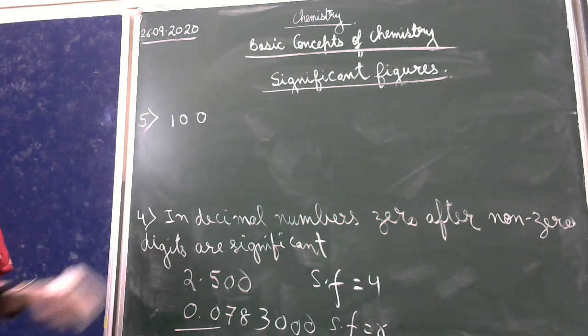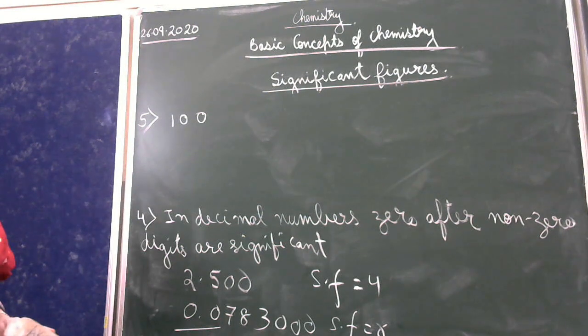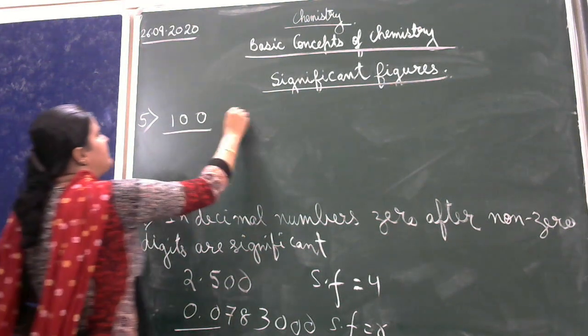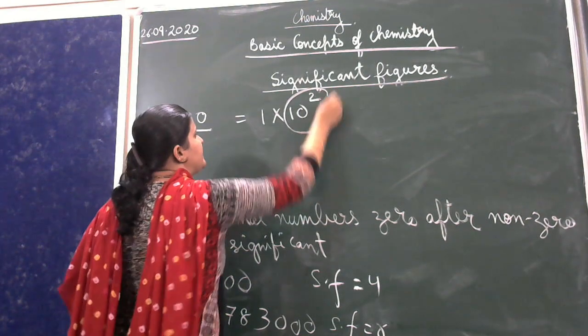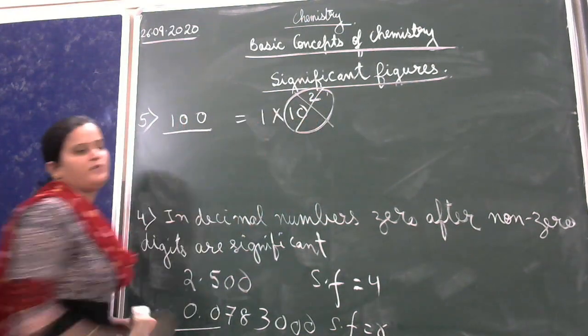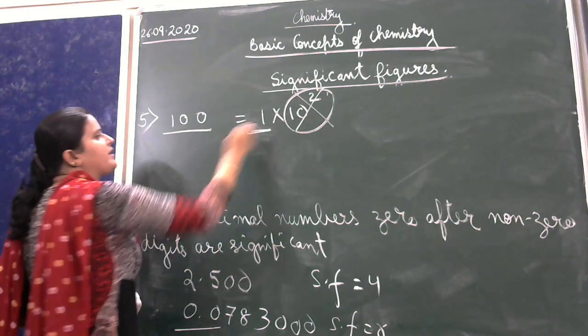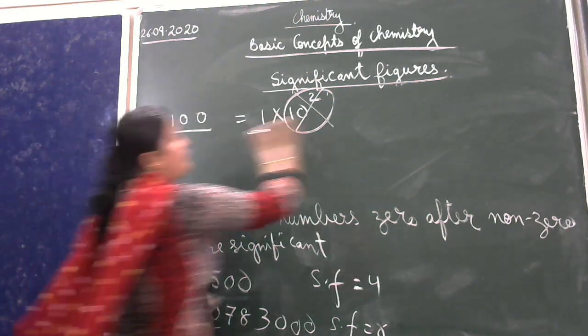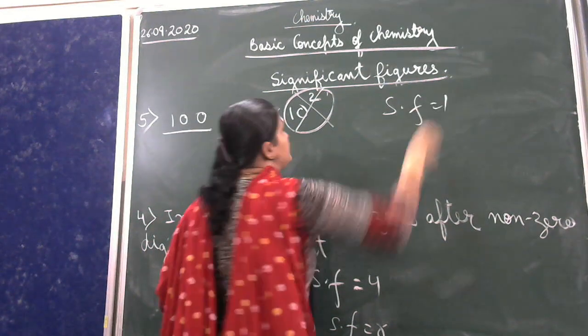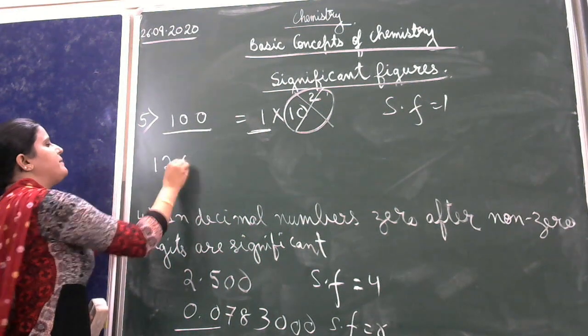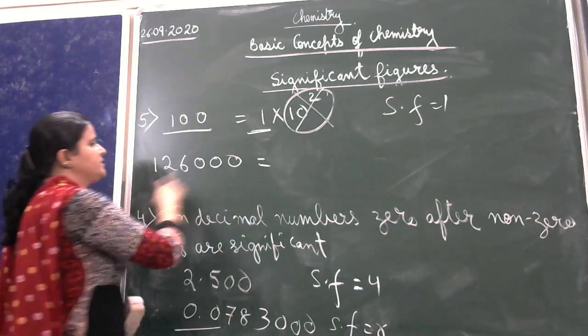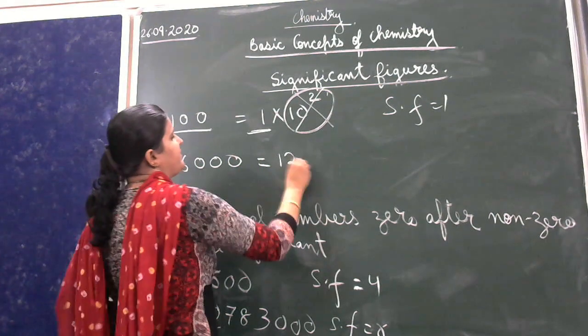Here, if I ask you how many significant figures are there, see, this 100 can be written as 1 into 10 to the power 2. These are not considered as significant figures. How many significant figures do you have? 1. So for 100, how many significant figures will I write? The answer is 1.